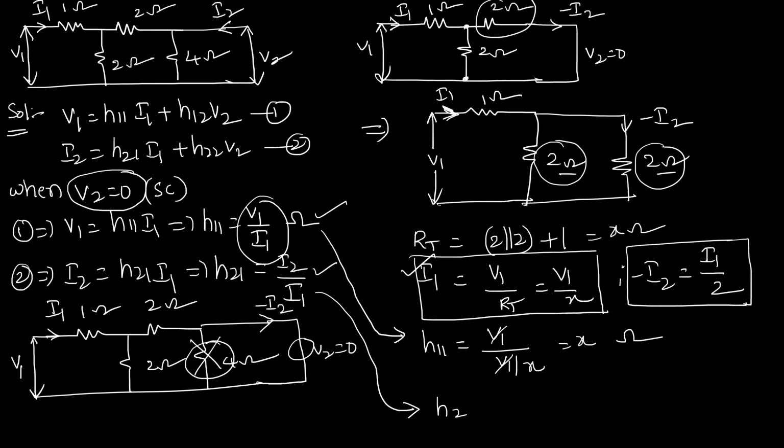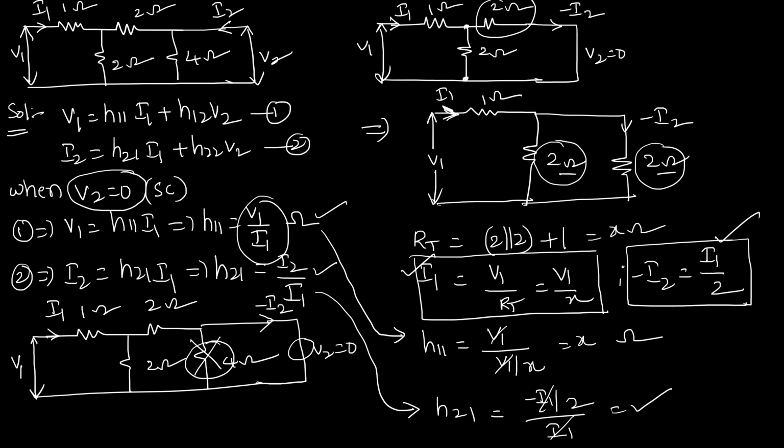That is H21. H21 is I2 by I1. So what is I2? Look at this equation. That is minus I1 by 2, divided by I1. So keep I1 as it is. So I1 gets cancelled. No unit for this. You'll be having a certain value. In this way you can find the parameters H11 and H21. So half of the problem was over.